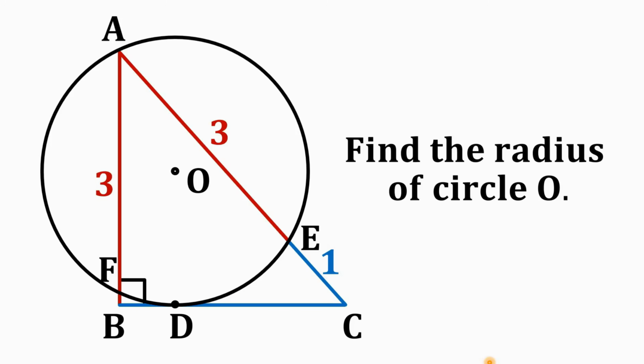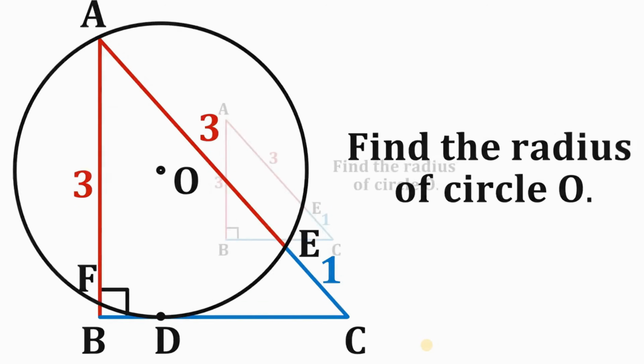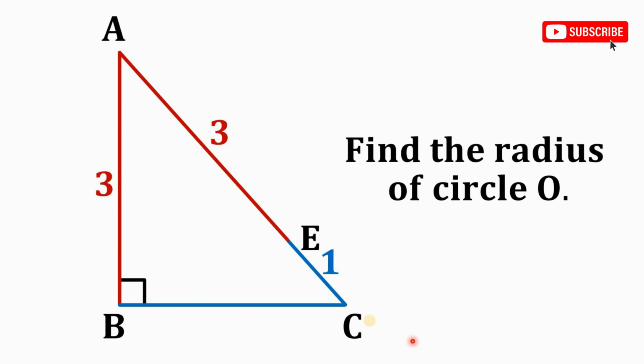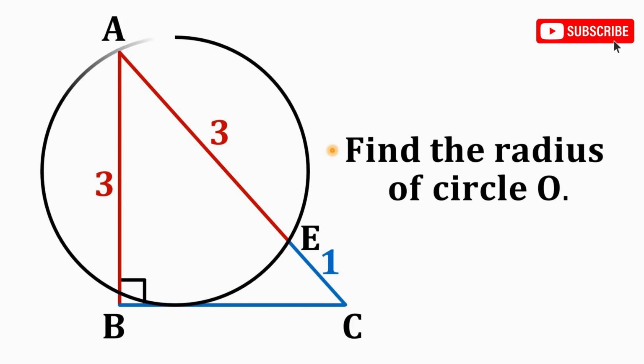Today, we will answer this geometry challenge coming from one of our followers. And the question goes like this. Given this right triangle ABC, the length of side AB is 3, this AE is also 3, and this EC is 1 unit.